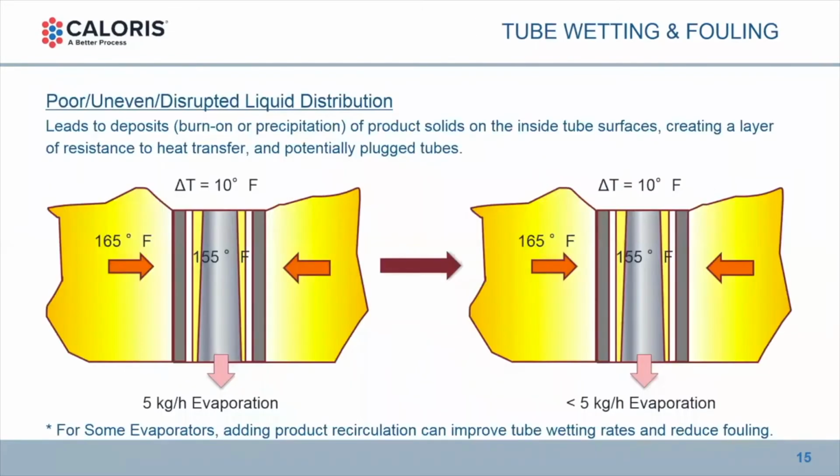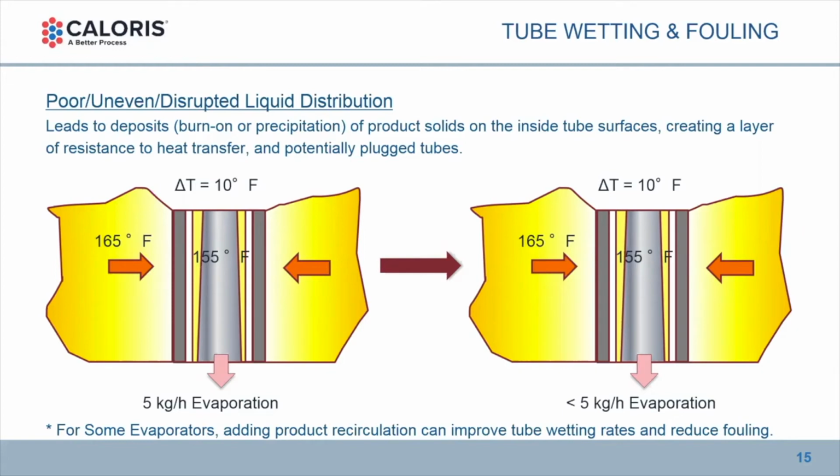Why is that important? Tube wetting. If you've got poor, uneven, disrupted liquid distribution to all of your tubes on your calandria, inevitably your tube is going to run dry. You're going to get some burn-on or precipitation of product solids on the inside of that tube, which is an insulating layer. And right away, you are killing that U coefficient part of the equation. It's a resistance to heat transfer. And if it goes long enough, you're actually going to plug that tube, and now that's a tube that's no longer in service at all for evaporation.